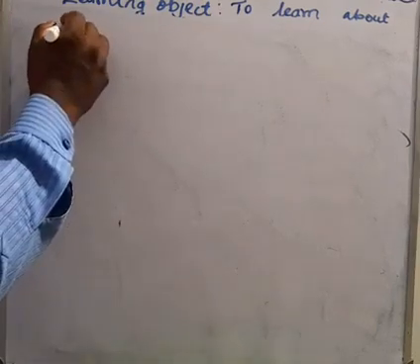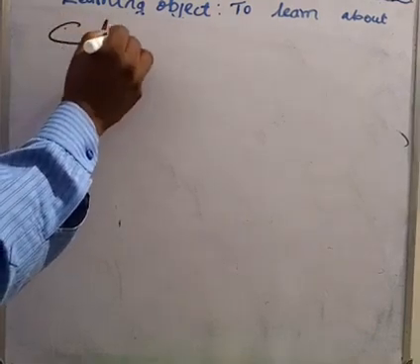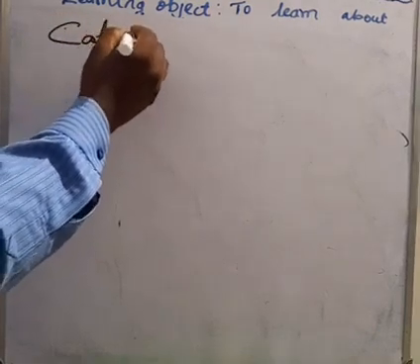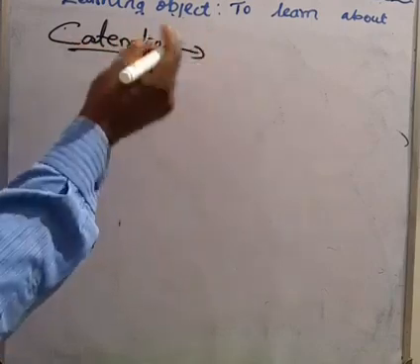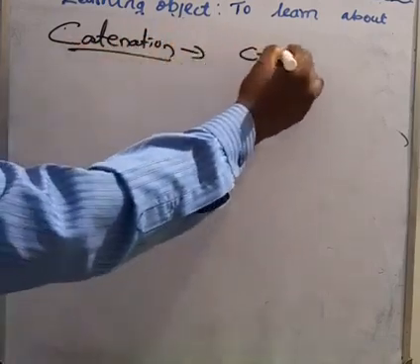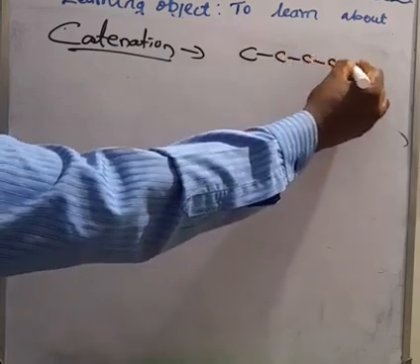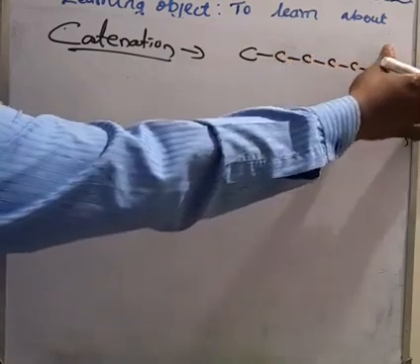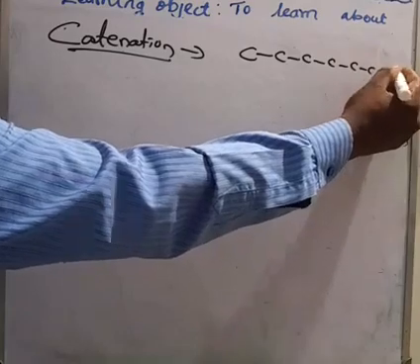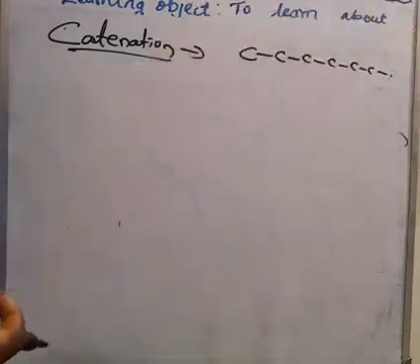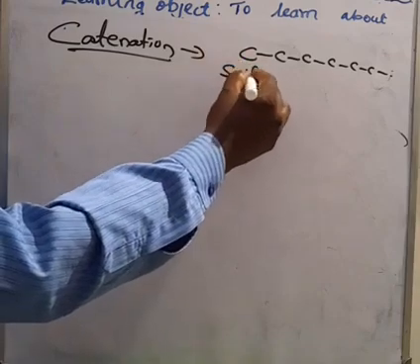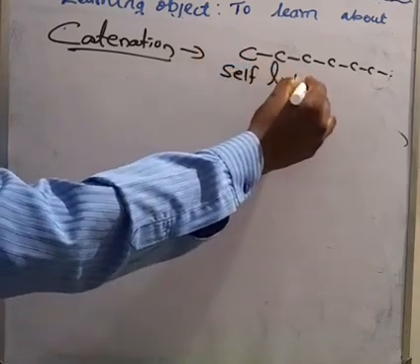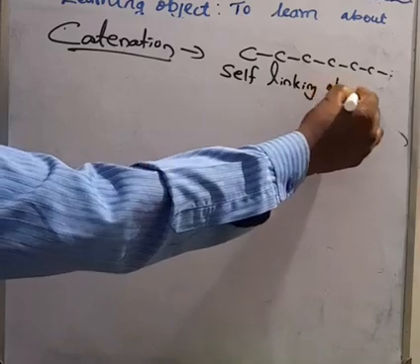One of the important terms is catenation. What is catenation? It is the ability of an element to form a chain of atoms. For example, carbon linked with carbon, linked with carbon, like that. Carbon can form a long chain of atoms. That we call catenation, the self-linking of an atom.